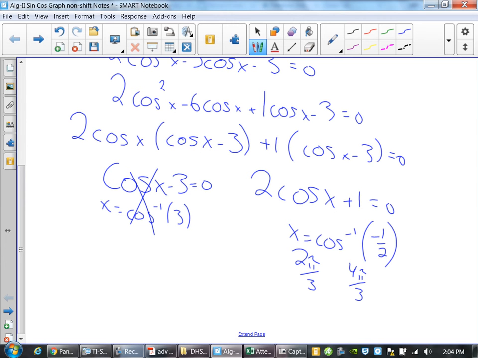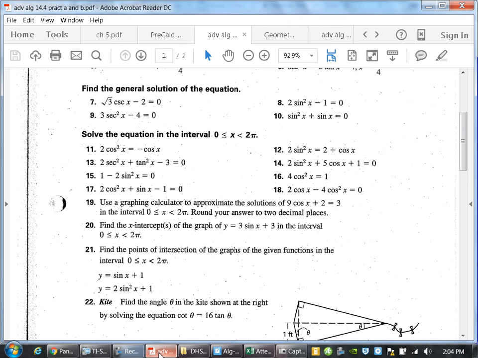Same trick goes for number 12. Does that make sense for 12 then? It's the same thing. Rewrite sine squared as 1 minus cosine squared. I thought that was a squared one. Yeah, it is. You're right.